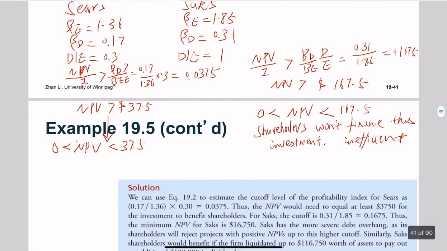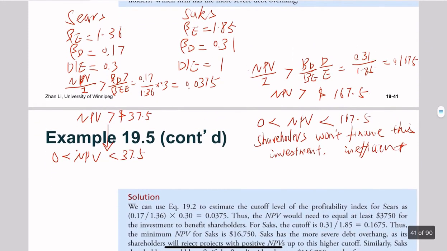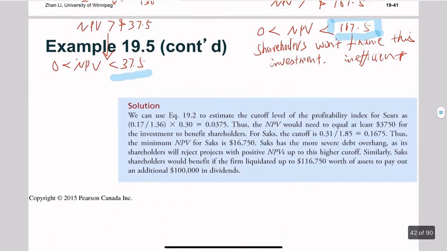Okay, so if we compare these two cases, we can see that Saks Fifth Avenue will have a larger debt overhang problem because this number here is larger, right? So this firm will ignore more positive NPV projects.